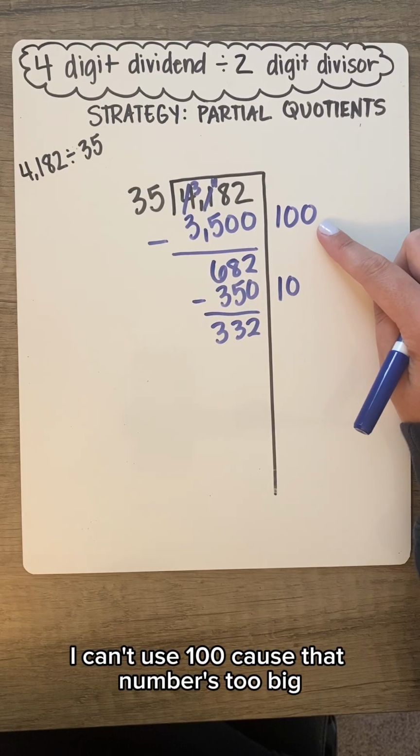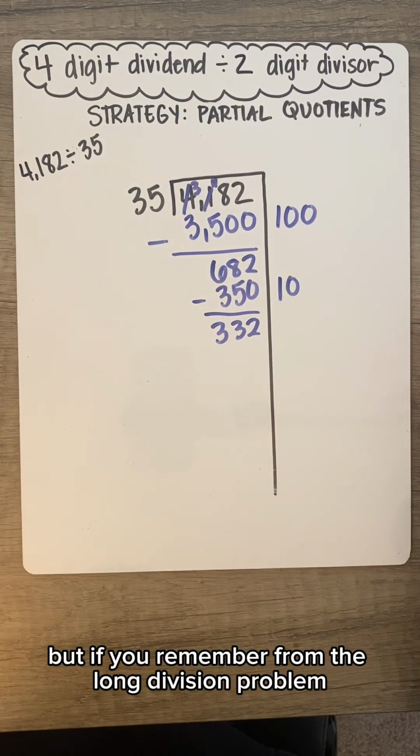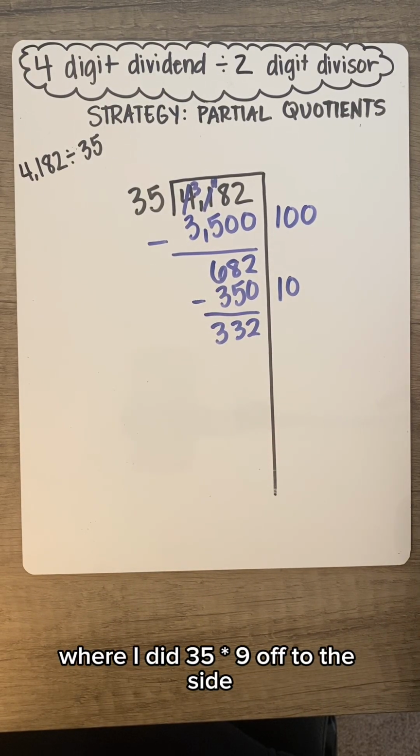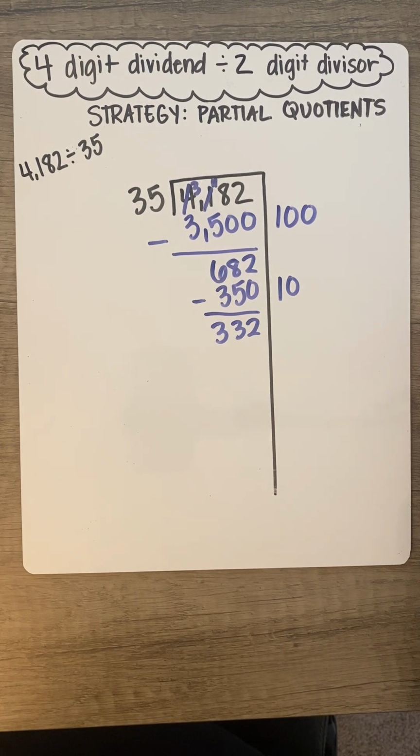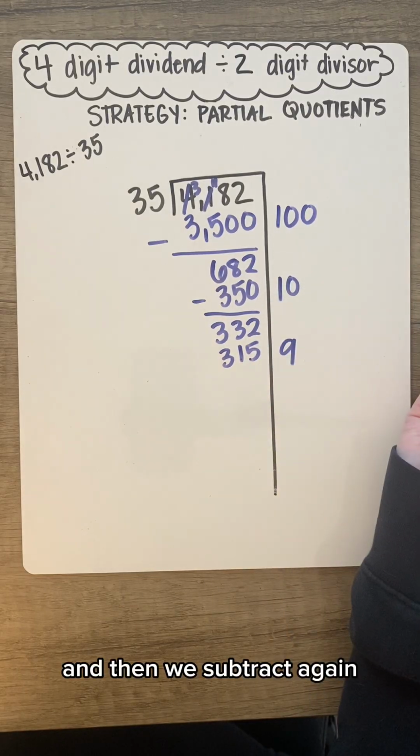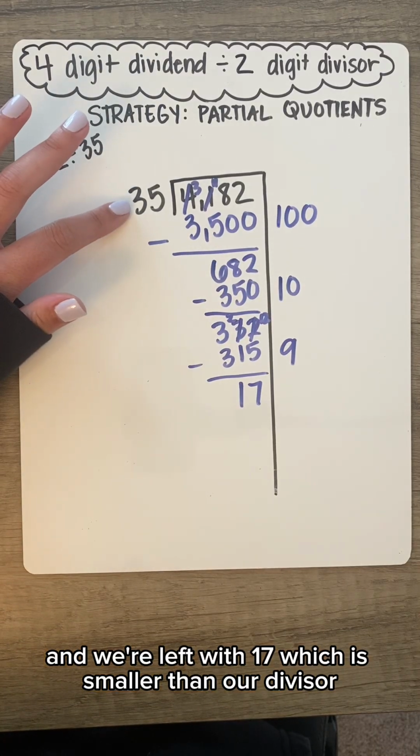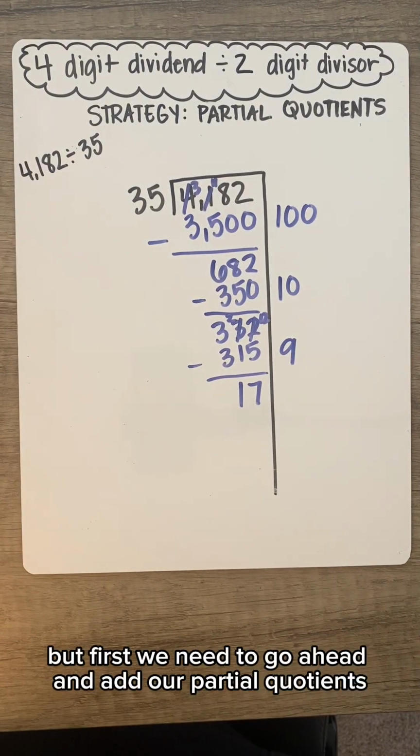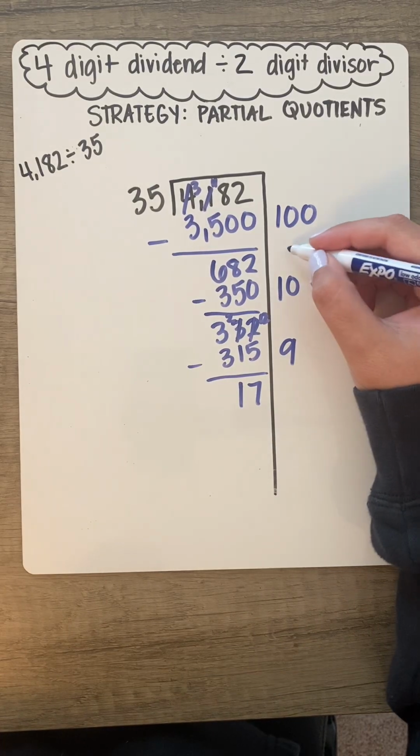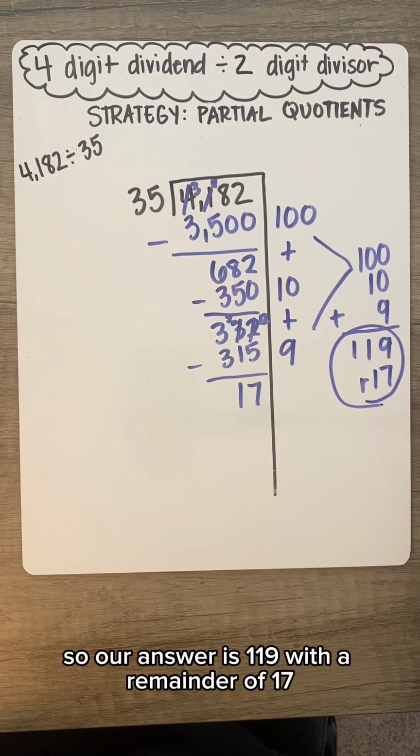No, I can't use 100 because that number's too big. I can't use 10 because 350 is also too big. But if you remember from the long division problem where I did 35 times 9 off to the side, I know that 35 times 9 is going to give me 315. So I'm going to use that. And then we subtract again. And we're left with 17, which is smaller than our divisor, so that will make it a remainder. But first, we need to go ahead and add our partial quotients. So our answer is 119 with a remainder of 17.